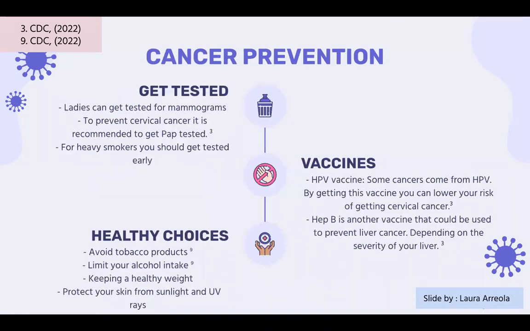So how do we prevent it? We usually get tested, get vaccines, and make healthy choices. Getting tested, for women, means mammograms or pap smears, and if you're a heavy smoker, you should get checked at least once a year.